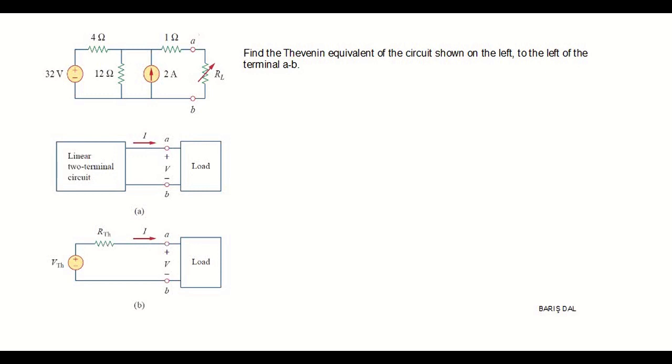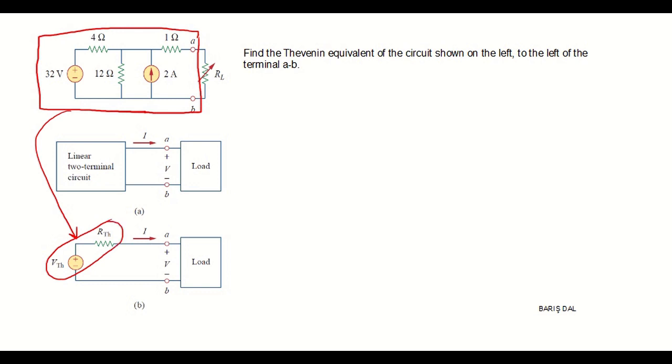Thevenin's theorem states that a linear two-terminal circuit can be replaced by an equivalent circuit consisting of a voltage source in series with a resistor. So, the circuit seen from this terminal A and B can be represented by its Thevenin equivalent model, which can be seen in figure B. Here, it has a voltage and a resistor. The important thing is that the circuit should be linear. What is meant by linear is that voltage and the current should be directly proportional to each other.